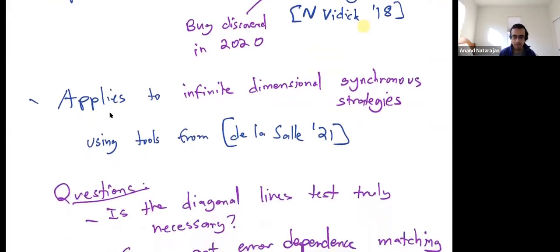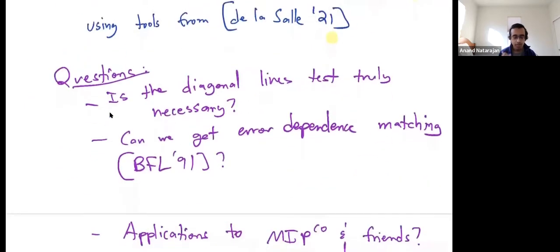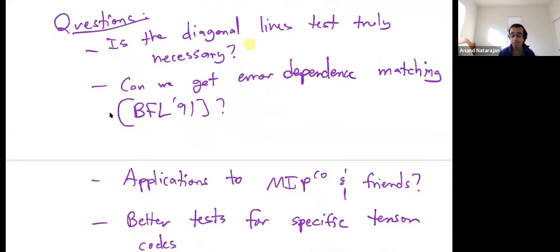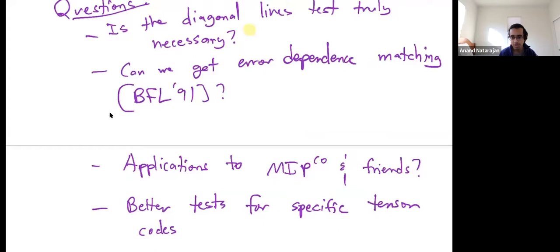Also, it is sound even against a slightly larger class of strategies, these so-called infinite dimensional synchronous strategies. That uses some new mathematical tools due to work by De La Salle from 2021. There are several interesting open questions that I'll close with. Are the subtests really necessary, like this diagonal lines test? Can we improve the error dependence to match what you get classically? And are there other interesting applications to interactive proofs or other areas?